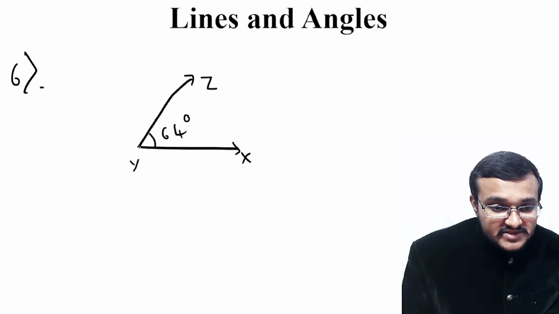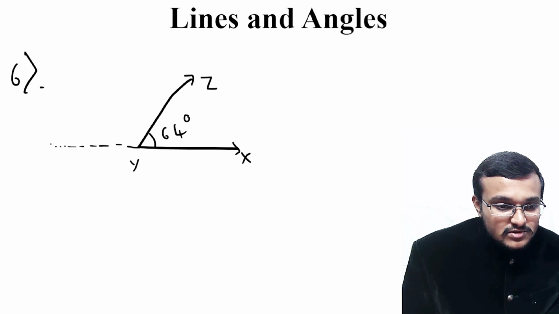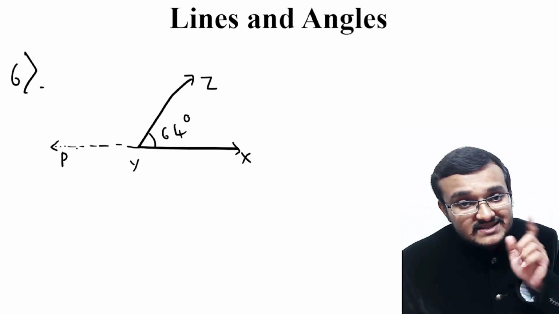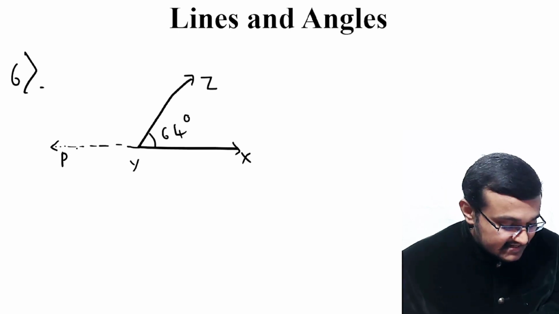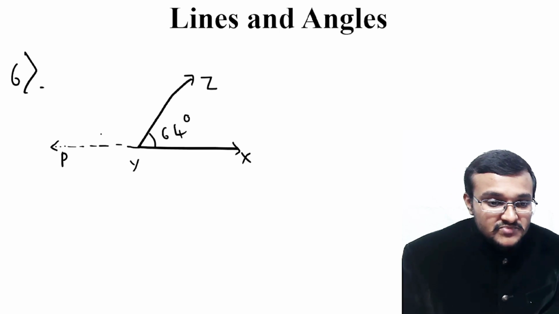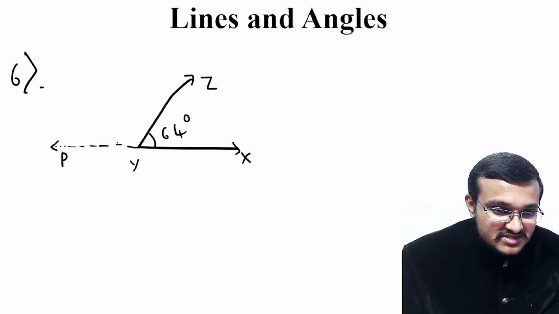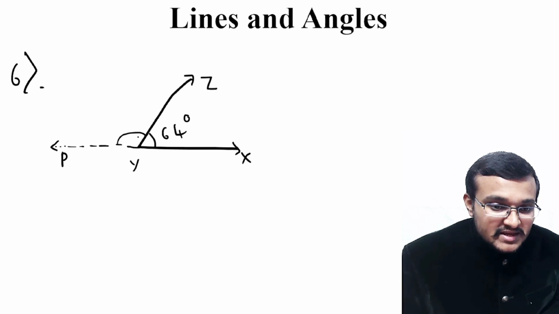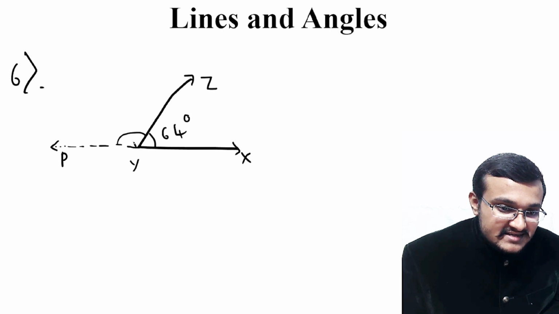That means from this particular XY, you have to extend it up to point P somewhere here. Now here they are telling YQ is bisecting angle ZYP. So which is the ZYP angle? This is the ZYP angle and YQ is bisecting ZYP.